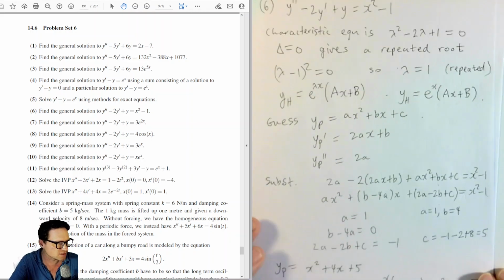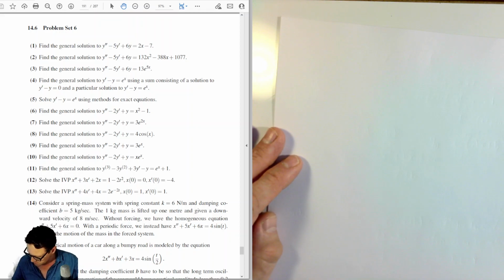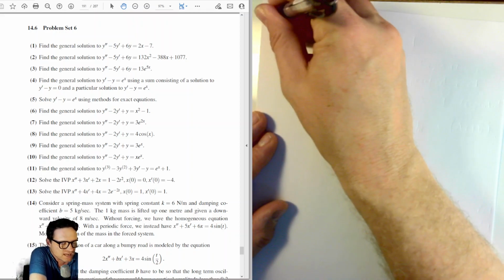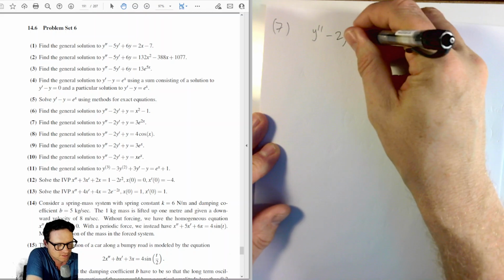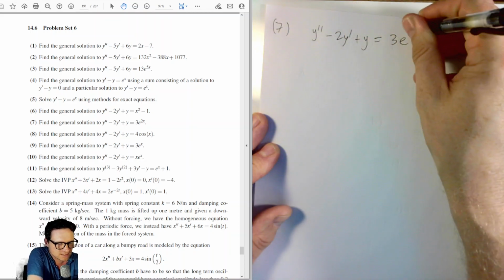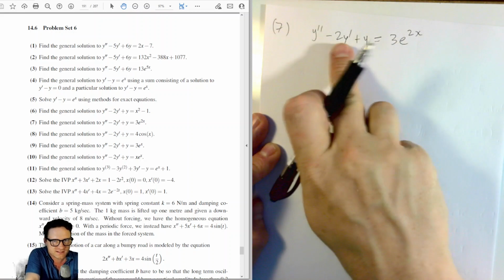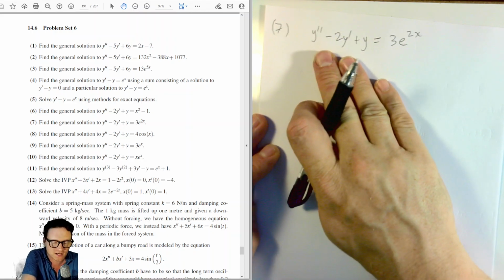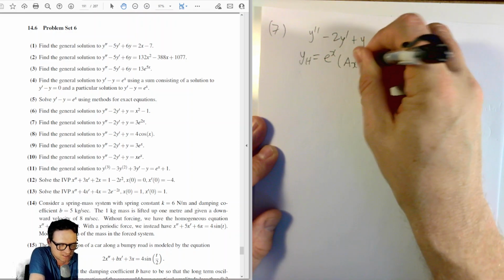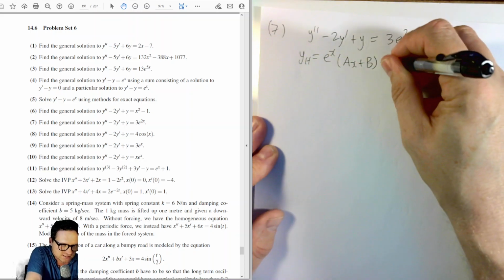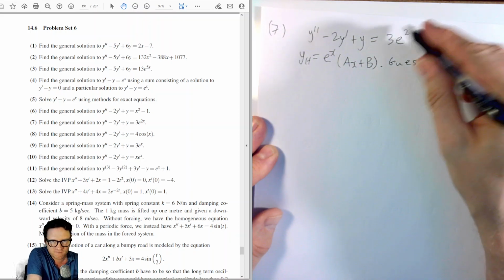All right, let's move on now to question 7, sorry. Question 7, because we've just done question 6. Okay, question 7 says solve y double dash minus 2y dash plus y is equal to 3e to the 2x. All right, now because the left-hand side is the same as what we had in the last equation, so we already know y homogeneous here is e to the x times ax plus b. And so we guess y particular matching to the same form as what we have here.